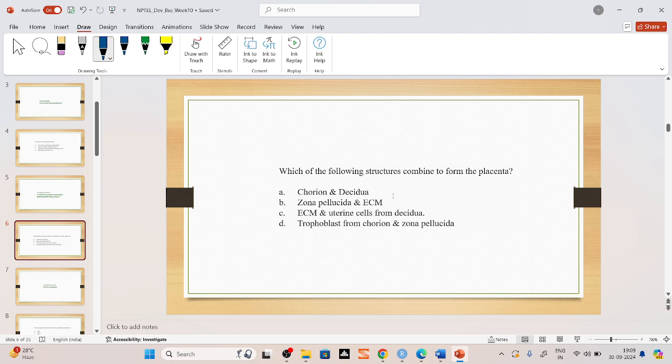Yes. Next question is, which of the following structures combines to form the placenta? This also we have just studied: A, chorion and decidua; B, zona pellucida and extracellular matrix; C, extracellular matrix and uterine cells; D, decidua, trophoblast from chorion, and zona pellucida. 2 minutes. It's 7:09. We'll switch after 2 minutes, so after 7:11. I will switch at 7:12. It's an easy one. It's easy only.